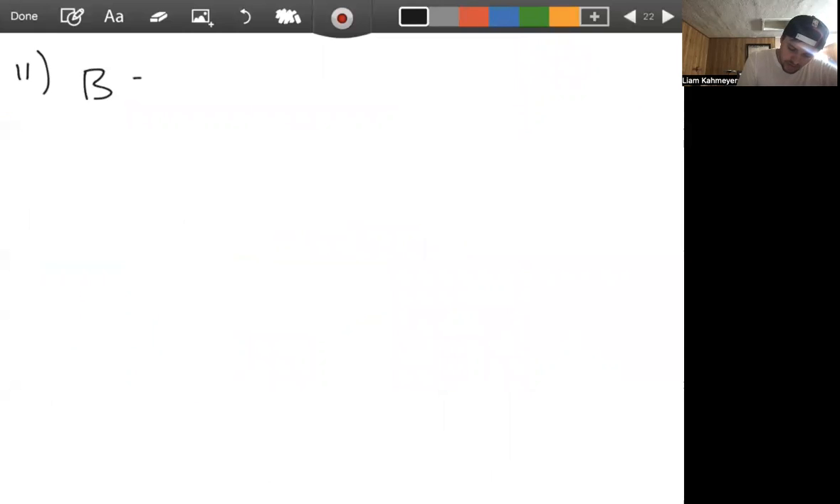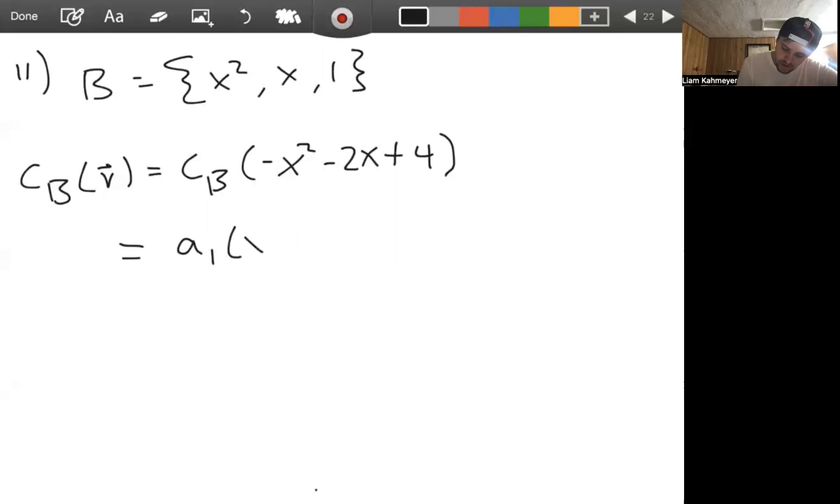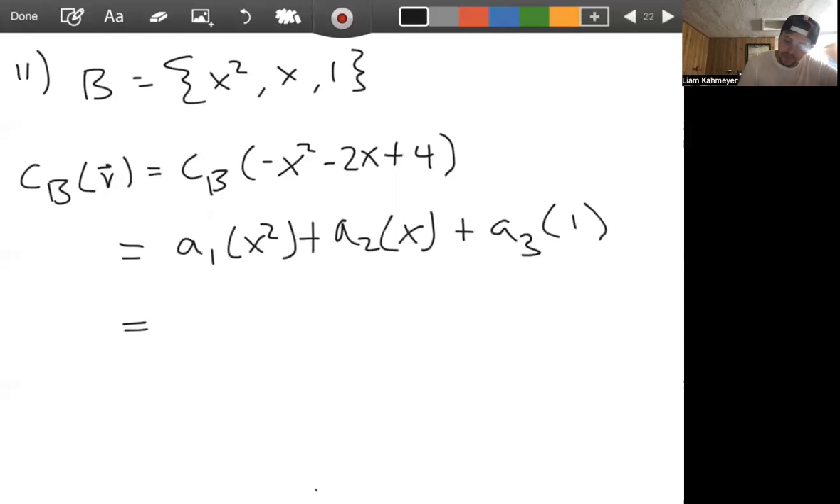For the next one, B was given by x squared, x, 1, which is just a permutation of the basis elements. The elements themselves are the same, they're just in a different order. CBv is equal to CB of negative x squared minus 2x plus 4, and this is equal to a1 of x squared plus a2 of x plus a3 of 1. The order matters here.